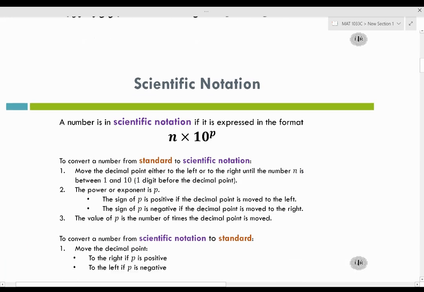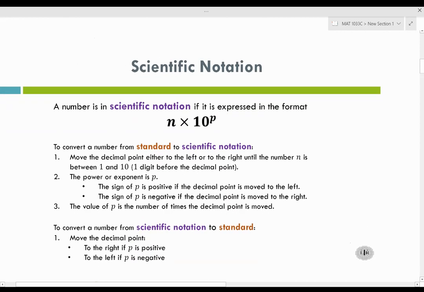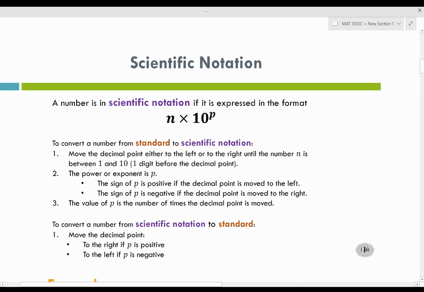So first, we're going to look at scientific notation. In order to write a number in scientific notation, you have to understand what it needs to look like and how to move from one notation to the other. A number is considered to be in scientific notation if it is expressed in the format n times 10 to the p power, okay? Now, to convert a number from standard to scientific notation, you're going to move the decimal point either to the left or to the right until the number n is between 1 and 10, okay? So this number n here has to be a number that falls between 1 and 10, okay?